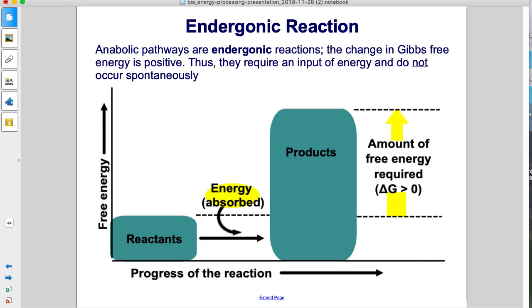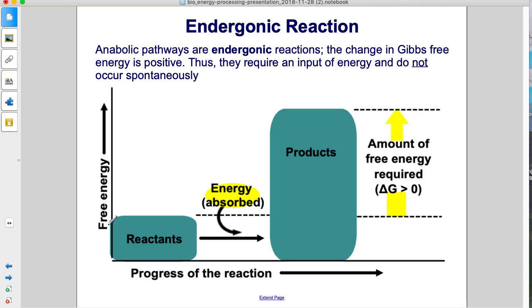Anabolic pathways are endergonic reactions, and so here the change in Gibbs free energy is positive. Thus, they require an input of energy and do not occur spontaneously.